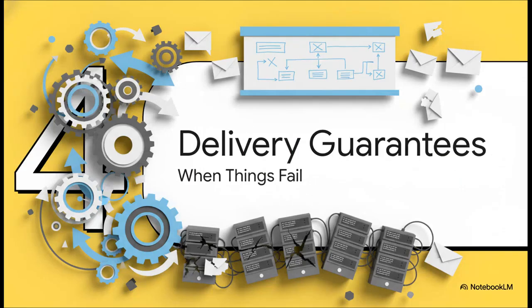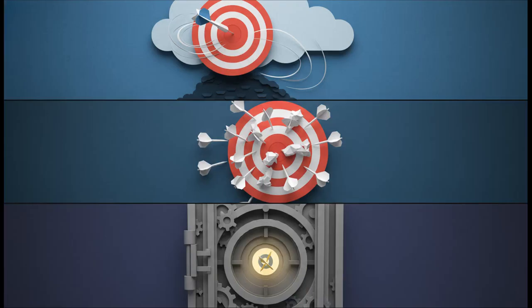Section 4. Understanding delivery guarantees and what happens when things fail. So when you're dealing with failures, and let's be real, you will deal with failures, you generally have 3 options for delivery guarantees. At most once is incredibly fast because the broker fires off a message and doesn't even bother to retry. But if a consumer fails, that data is just gone forever.